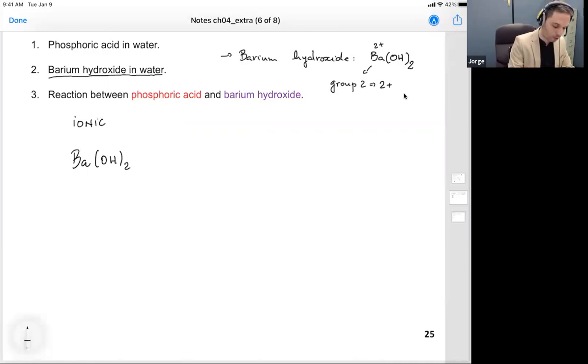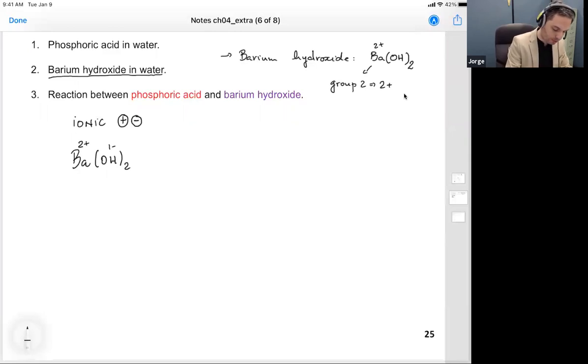Any ionic compound is formed by a cation and an anion. We always represent the cation first, followed by the anion. So we have here barium 2 plus, and each hydroxyl is 1 minus. Note here that the net charge is 0.